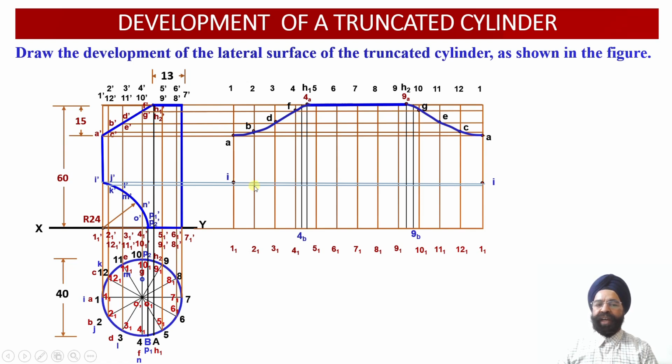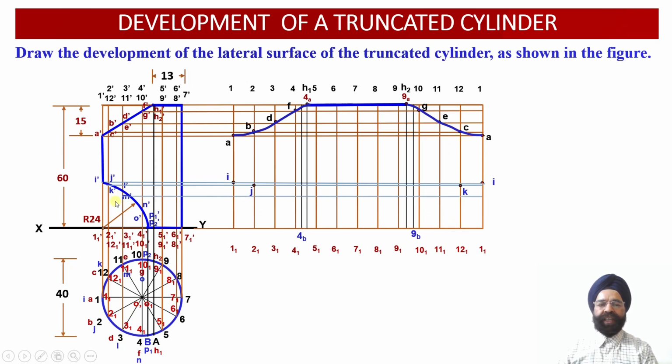So here we are going to obtain the point J, here we are going to obtain the point K over here. So another 2 points of intersection, J and K, have been appropriately located onto the vertical generators 2 2 1 and 12 12 1 over here.